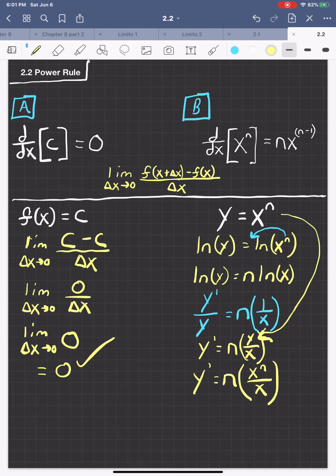Let's finish it. Last step. So x to the power of n divided by x to the power of 1. If I had x to the power of 3 divided by x to the power of 2, you know that that's just x to the power of 3 minus 2. When you have like bases, you subtract the exponents. So in this case, y prime is going to be equal to n times x to the power of n minus 1. There you go.